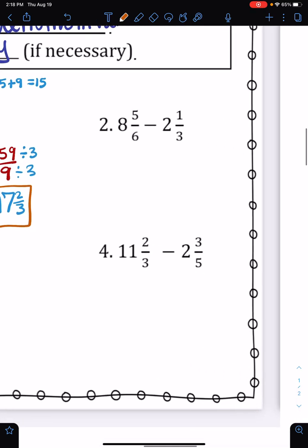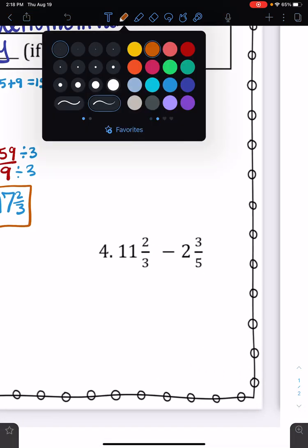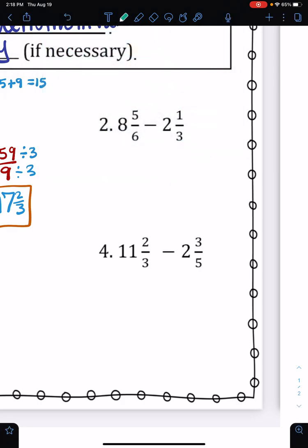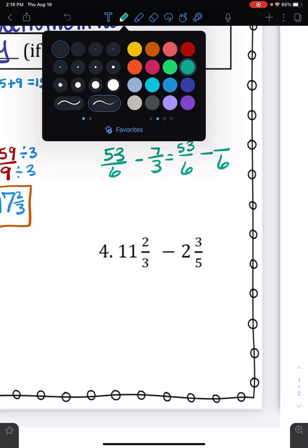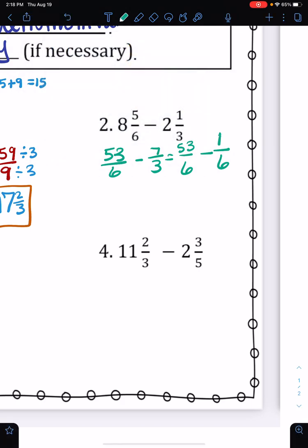All right, moving right along. For this next problem, 8 times 6 is 48, plus 5 is 53. Keep the denominator the same. 2 times 3 is 6, plus 1 is 7. Keep the denominator the same. It's a subtraction problem. We want to have common denominators, so I think a good one would be 6. This one already is 6. For this one, if I'm going to multiply 3 times 2 to get 6, then I want to multiply 7 times 2 to get 14. So I'm going to subtract the numerators, and 53 minus 14 is 39. I'm going to keep the denominator of 6.